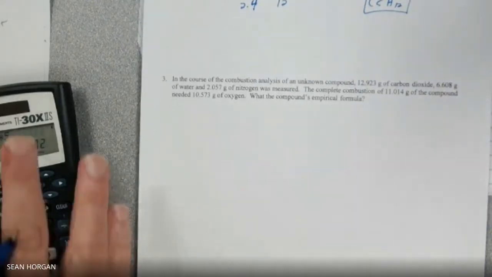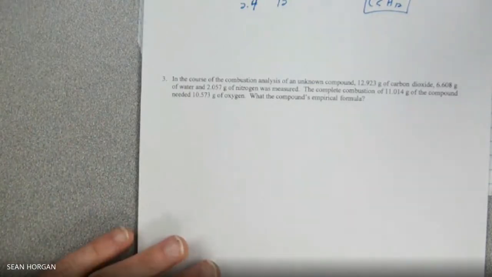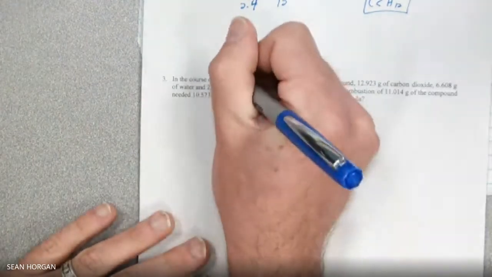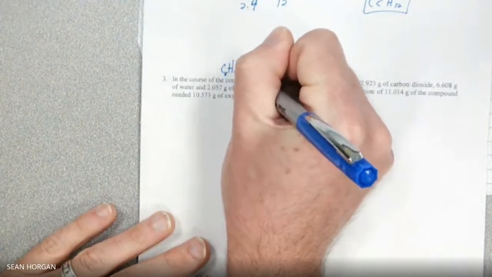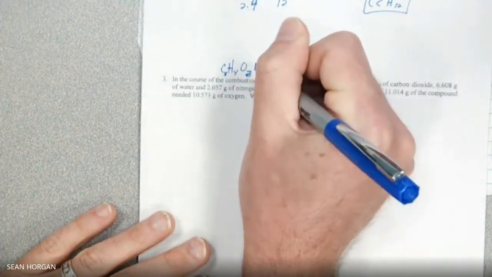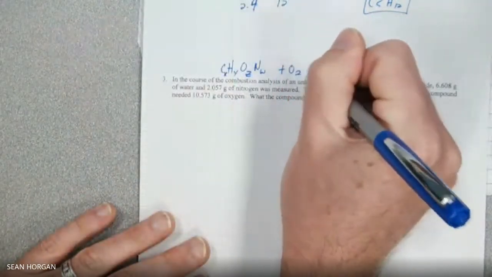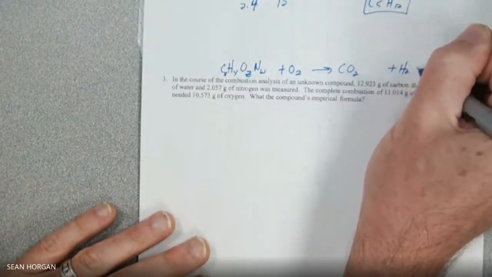In the course of combustion analysis of an unknown compound, 12.93, so on, take a minute, read. There's nitrogen in this one, which is going to make it kind of not attractive. All right, so we end up with CxHyOzNw. You're going to burn it. You need oxygen. CO2, H2O.